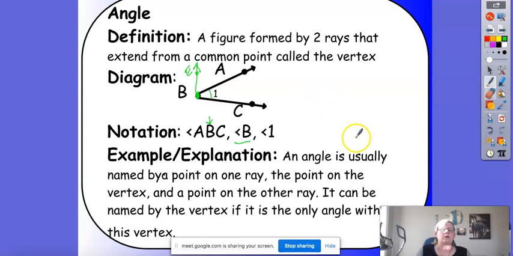Okay, so an angle is usually named by a point on one ray, the point on the vertex, and the point on the other ray. It can be named by the vertex if it is the only angle with that vertex. That's where you have to be careful. Always, and I get this on the first test, I'll have people that will call this angle ACB. No, it's not. I could say CBA, or I could say angle ABC, but that B better be the vertex. It's really important on that part. Okay?